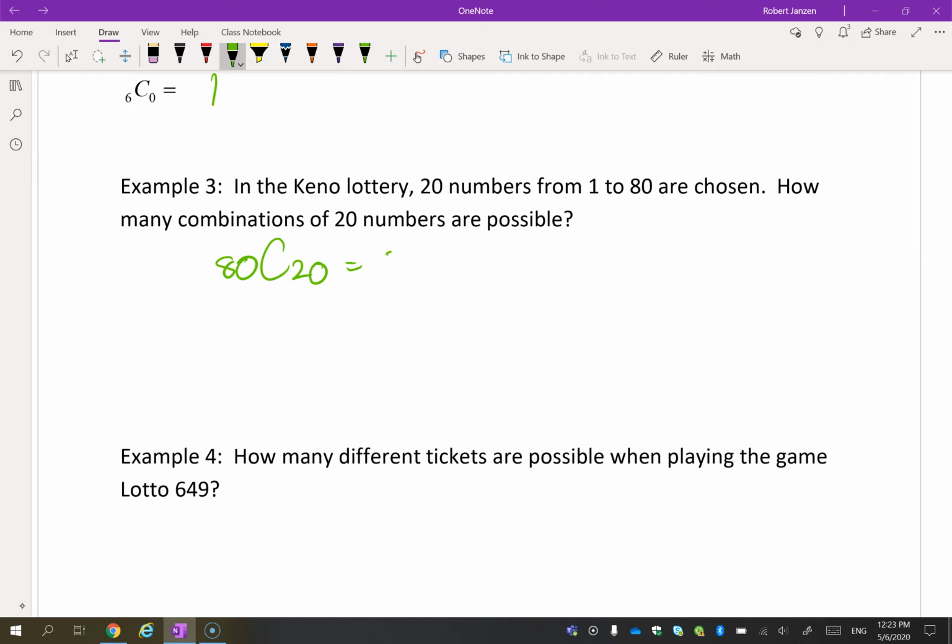So here's what my calculator says: 3.535316142, and then it says e to 18.